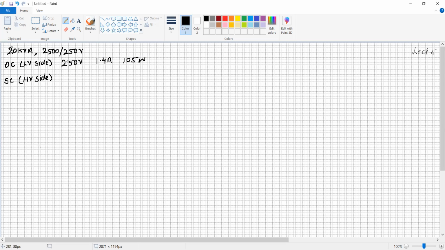Similarly, short circuit test, the instruments are connected on HV winding. So reduced voltage is applied, 104 volt. And current is 8 ampere and 320 watt. Calculate circuit parameters, means equivalent circuit we have to calculate.